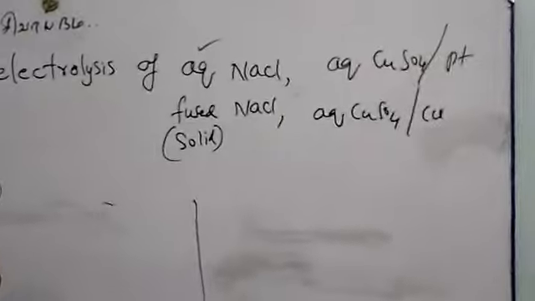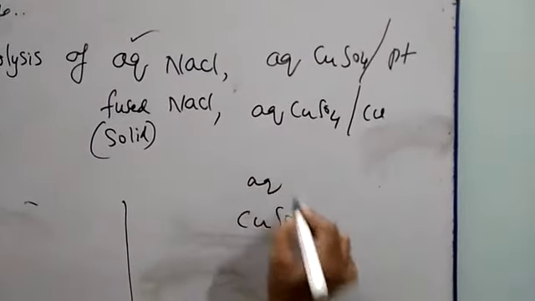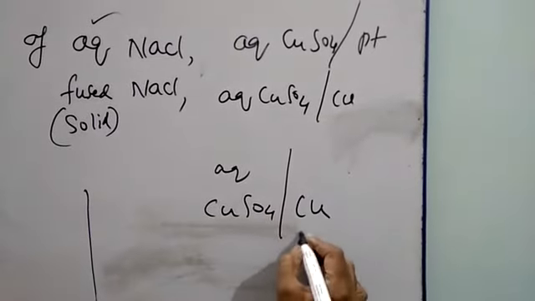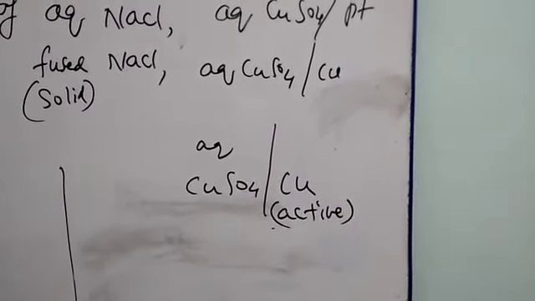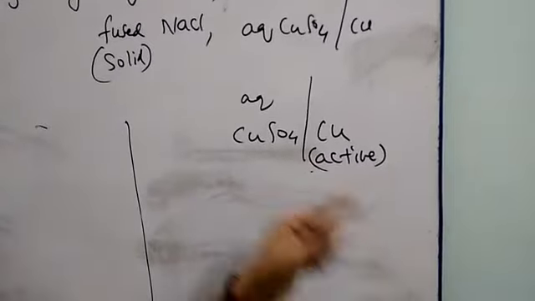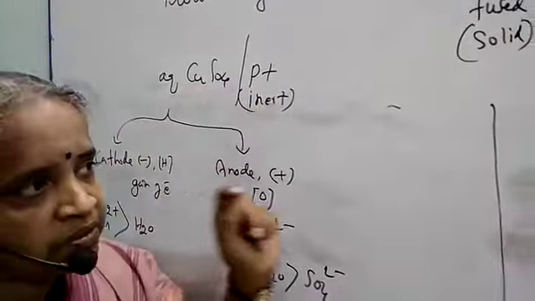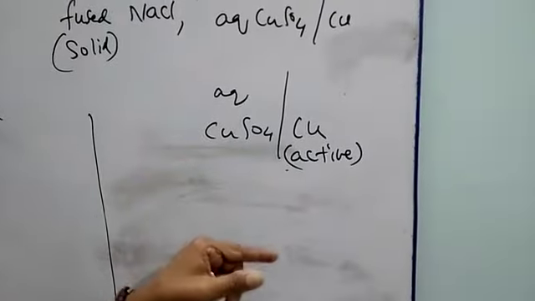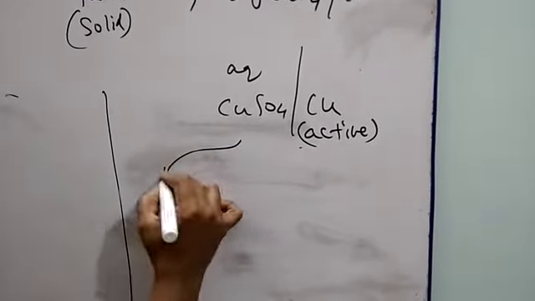Same aqueous copper sulfate, but here the electrode is copper. That means active electrode. What is the meaning of active electrode? Any metal in its own salt solution is called an active electrode. Here inert means platinum in copper sulfate. Here copper is in copper sulfate. Zinc in zinc sulfate. Silver in silver sulfate. That is active. Now let us see what is the product.